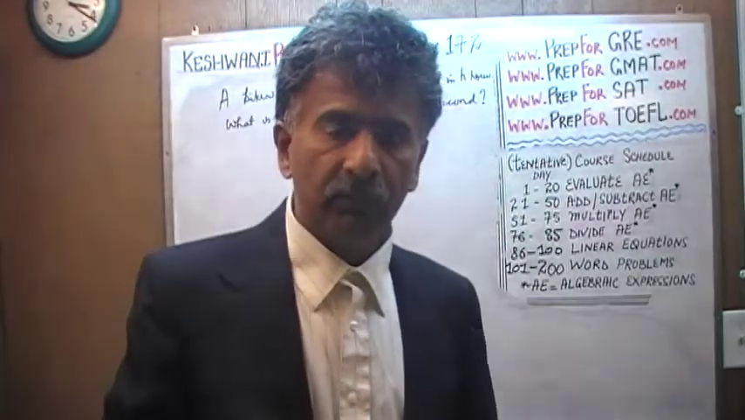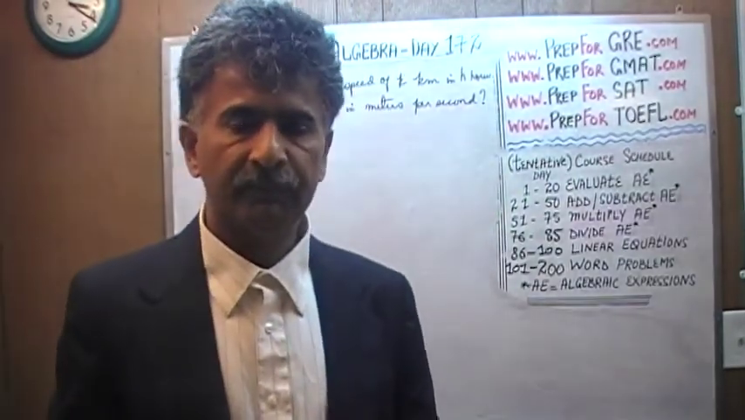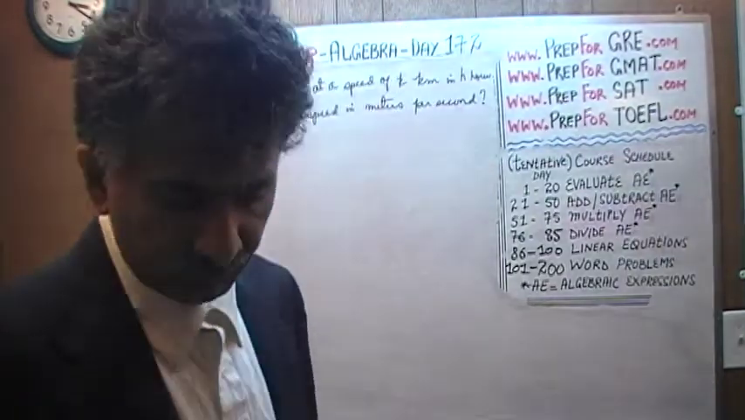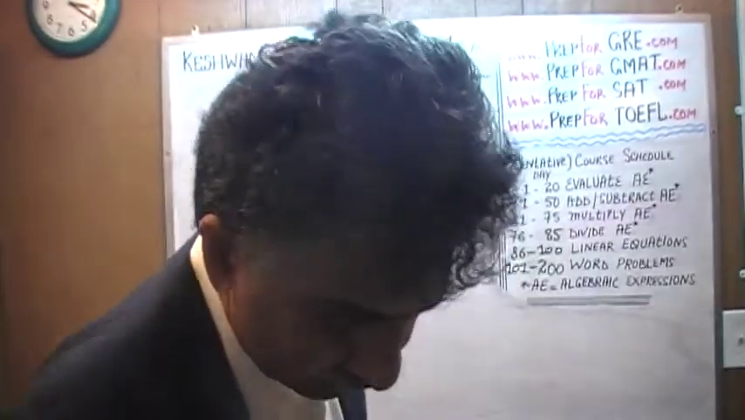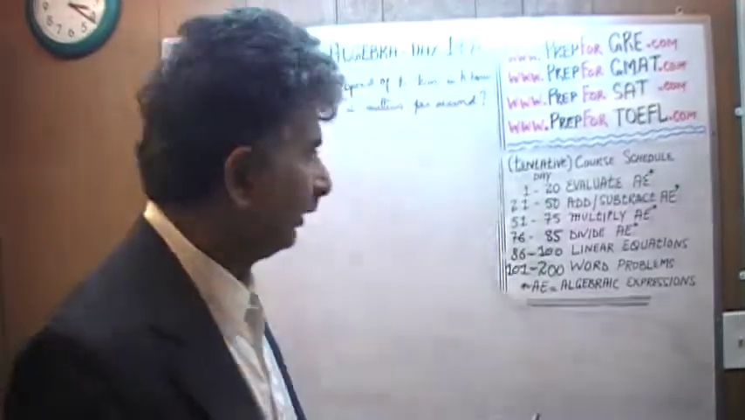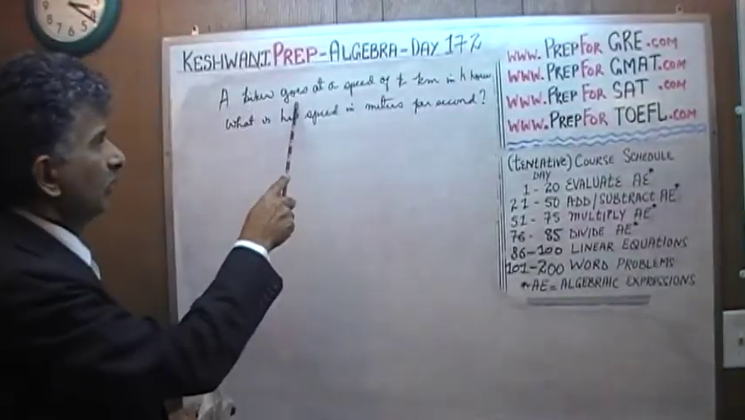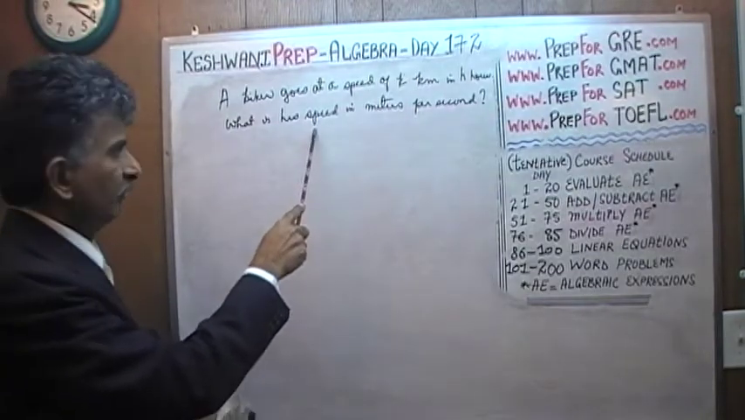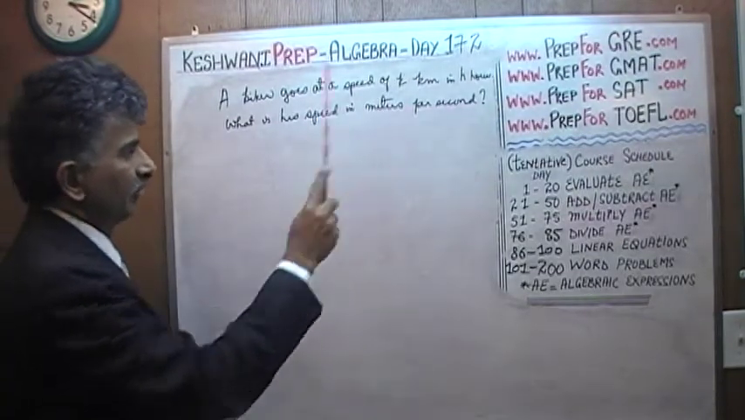The problem that we're going to do today is the exact same problem as the one that we did yesterday, with one minor difference. Here's the problem from yesterday. I have not erased it. The problem was a biker goes at a speed of k kilometers in h hours. The question was yesterday, what is the speed in meters per second?